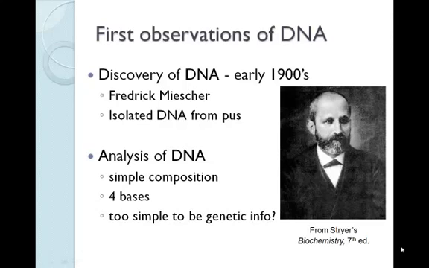Miescher found that DNA was a major component of the cell's nucleus, but it had relatively simple chemical makeup, just 4 different chemicals called bases. It seemed too simple to be the chemical that could encode genetic information. On the other hand, proteins are made of 20 amino acids, and that seemed like a more likely candidate as the cell's genetic information.